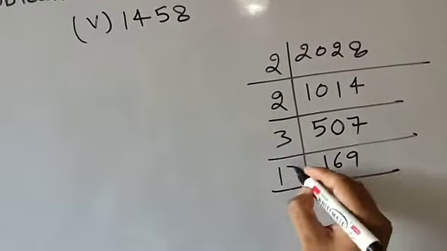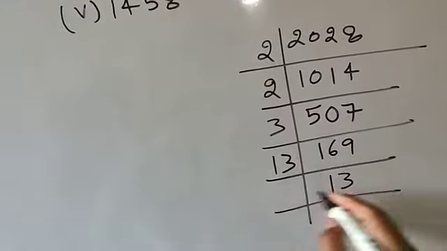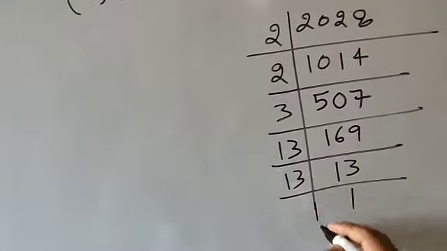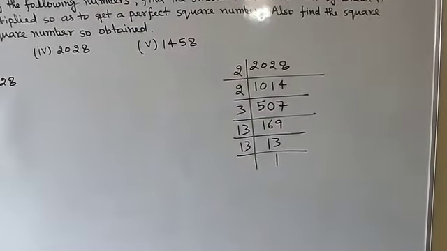Now it is divisible by 13. 13 1 ja 13, 13 3 ja 39. Then 13 1 ja 13. So it is the prime factors of 2028.